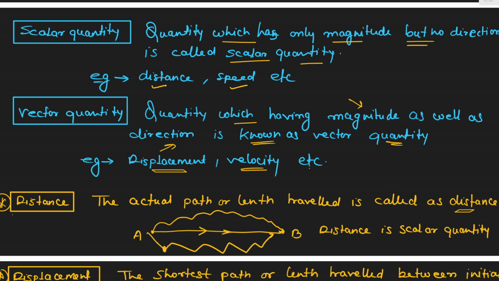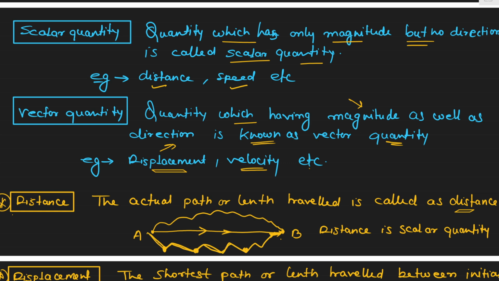Then from there, you are taking that friend, and again you move to another friend's house. From there also you are taking that friend and you move to another friend's house. And then finally you are reaching the school. So the actual path you are traveling will be the distance traveled by you, or we can say distance.